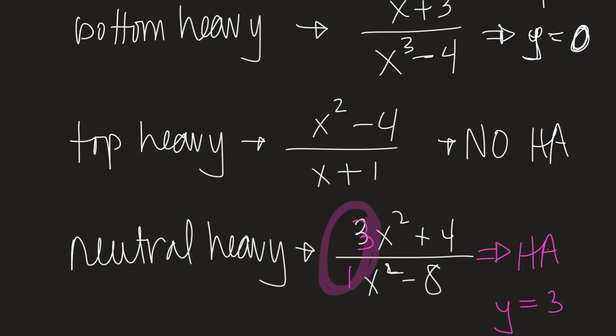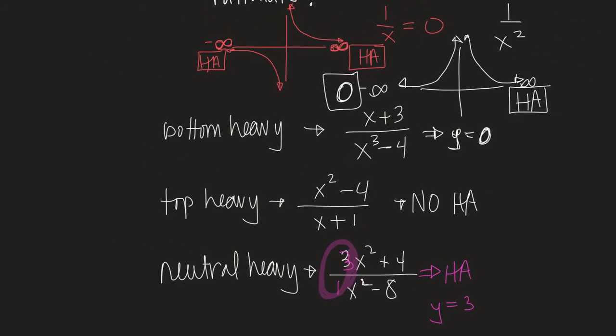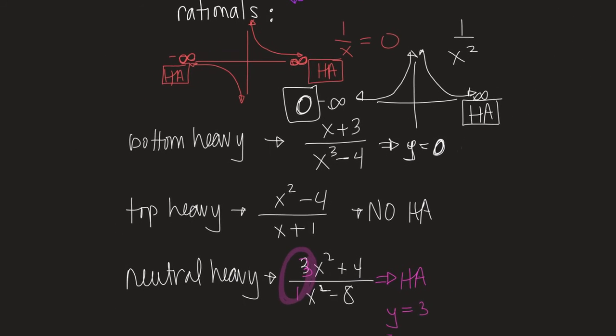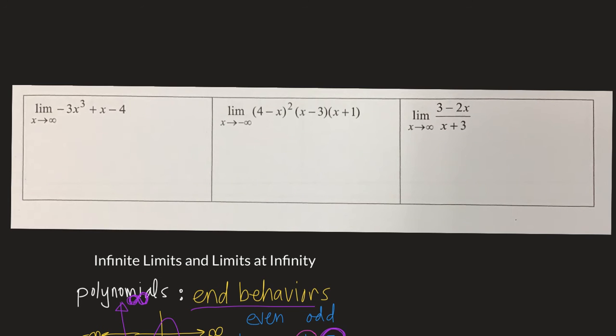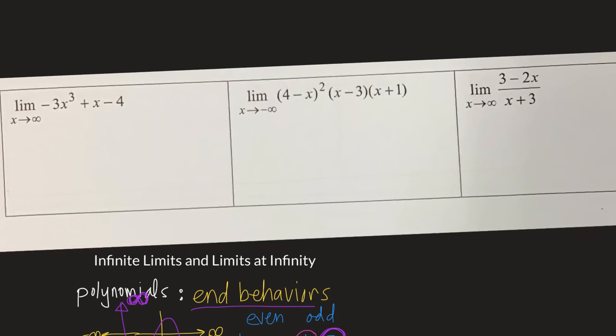Okay, now we're going to show why today in calculus that happens to be true. But those three things come from your pre-calculus class. If it's bottom heavy, you have y equals 0 as a horizontal asymptote. If it's top heavy, there is no horizontal asymptote. And if it's neutral, then you look at your coefficients. So let's see if we can take those ideas and apply them here to some actual problems.